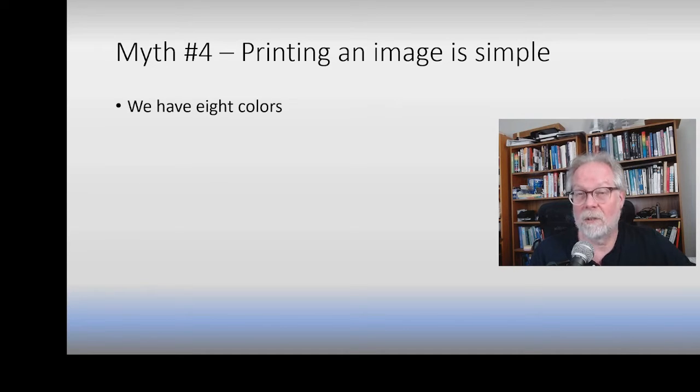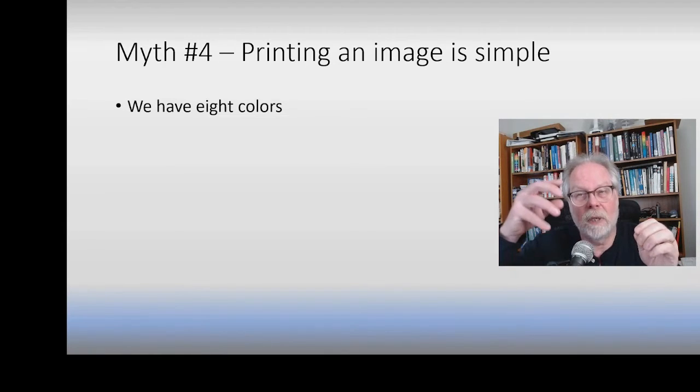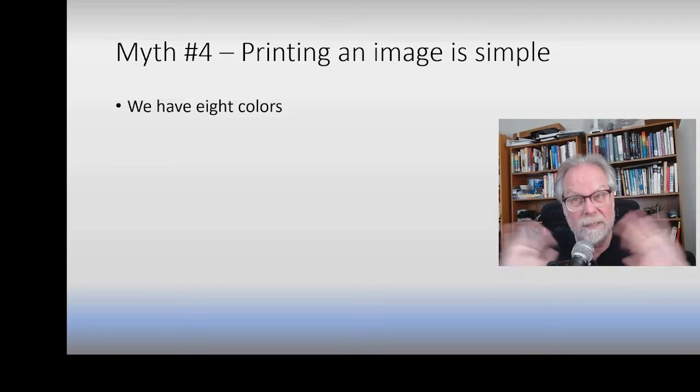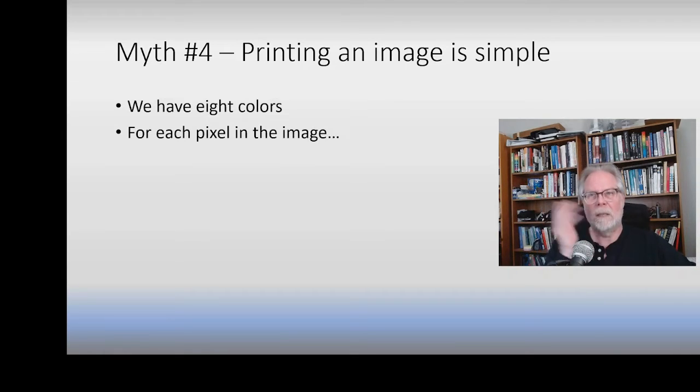We have 8 colors that we can make, right? We've described how to make cyan, magenta, and yellow, and how we can mix those and get red, green, and blue. And then we can make white by leaving off the color, and we can make black by putting them all down. So there's the 8 colors that we have. So here's an idea about how we would do printing. This is what the software would have to do.